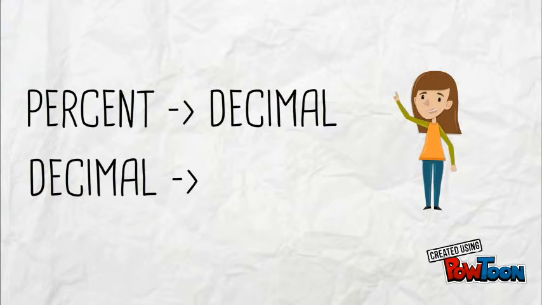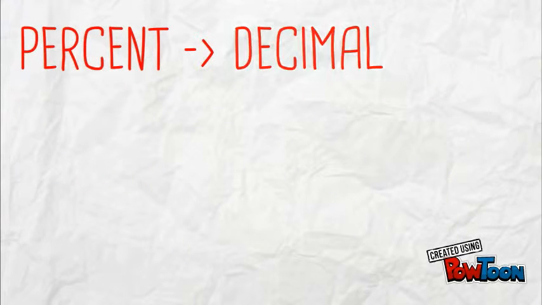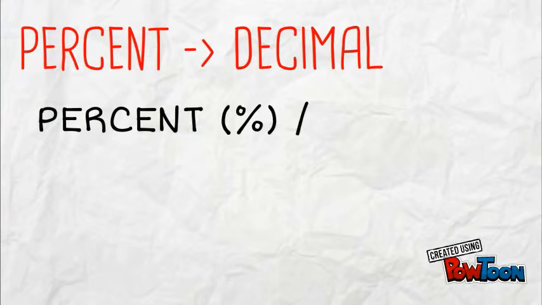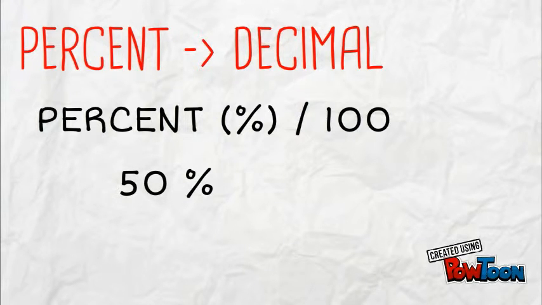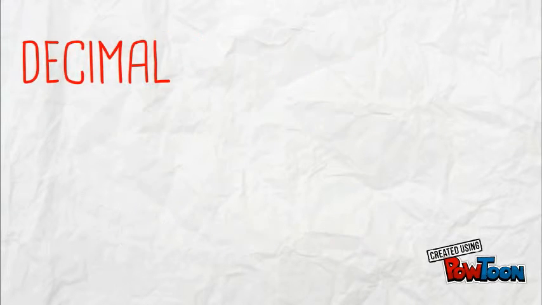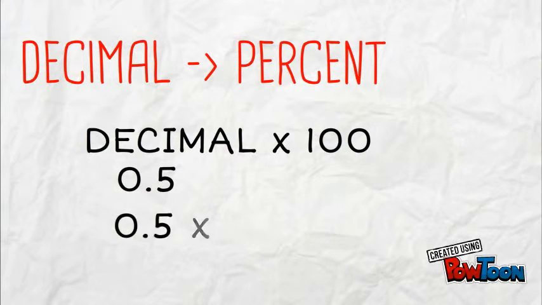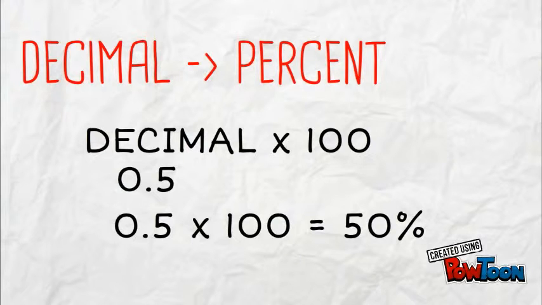But before working with percentages, it is important that you know how to convert percents to decimals and decimals to percent. To convert from percent to decimal, just simply divide the percent by 100. For example, 50% in decimal is 50 divided by 100, which is 0.5. And to convert from decimal to percent, just multiply the decimal by 100. For example, 0.5 in percent is 0.5 times 100, which is 50%.